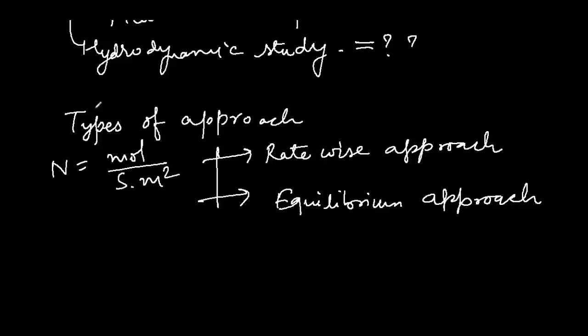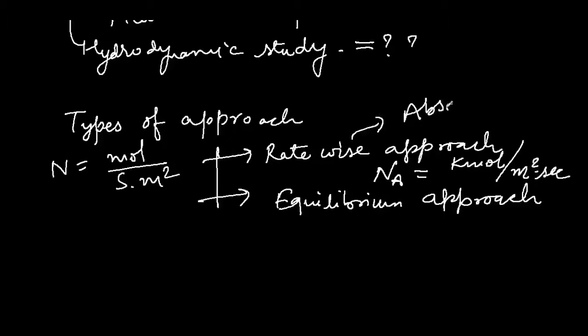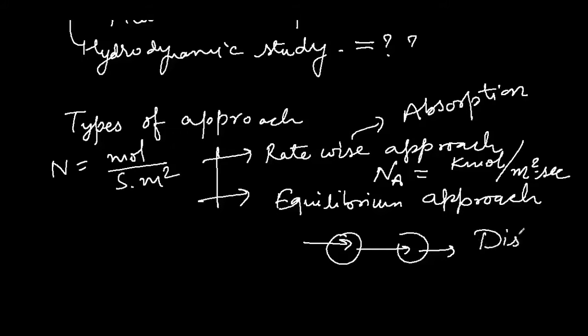Generally we have two types of approach in mass transfer. One is called the rate-wise approach, the other is called the equilibrium approach. In the rate-wise approach, we define the mass transfer flux, that is kilomoles of any component transferring per meter square per second at any point. Generally the rate-wise approach is utilized in absorption. The other is the equilibrium approach. Equilibrium means here we consider stages for mass transfer to happen. Generally in distillation we use the equilibrium approach.